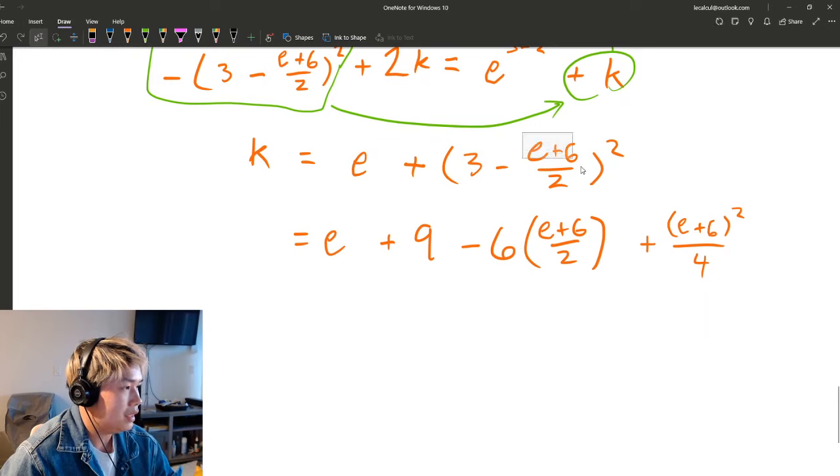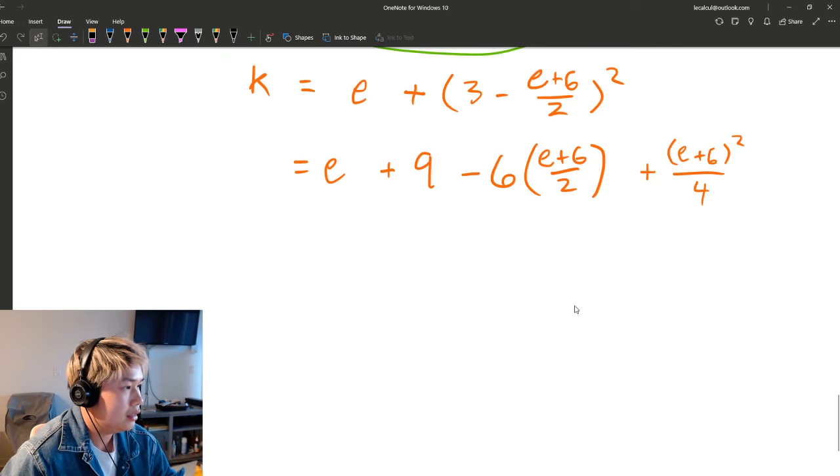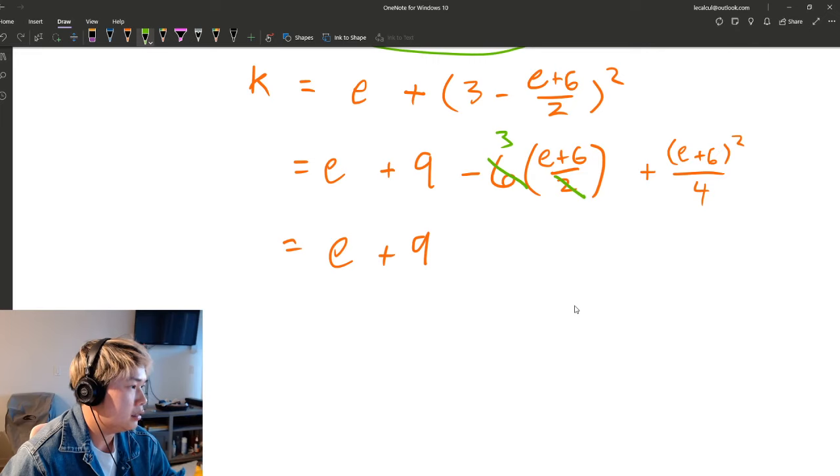Well, I mean, you can just pretend that this is like x. And then, you know, it would be 9 minus 6 and then x squared. And then you just square this. Okay, and then let's keep simplifying. Let's see. E plus 9. This 6 is gonna divide with this 2 to make 3. So what I'm gonna have is minus 3e plus 6.